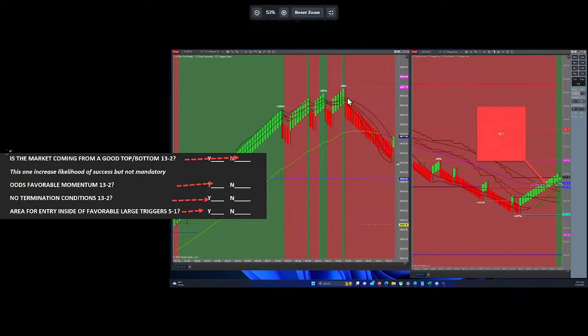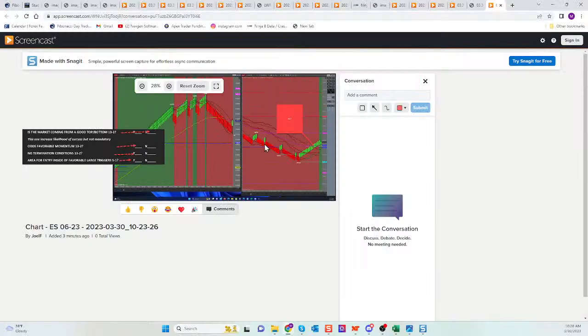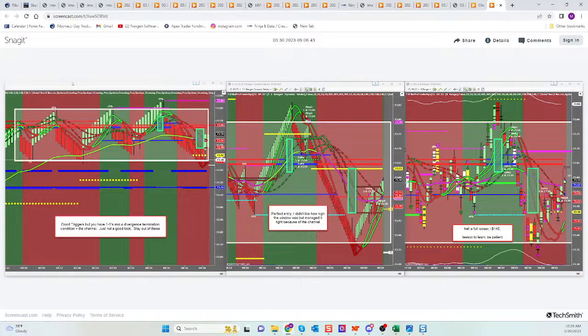Joel, how come you're not using any fibs? It's clean looking. Odds favorable, termination. 2 divergences. Inside of large triggers. Yep, it definitely was. And then your stop is outside of that window. Joel, did you take your fibs off so you wouldn't worry about whether or not it was 50-50? Just looking, because the entry is perfect.